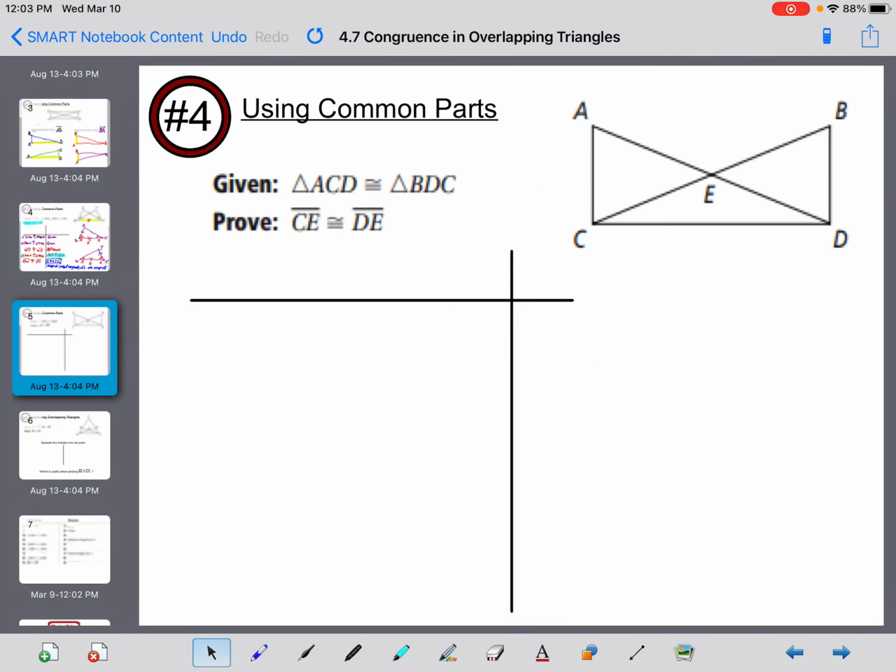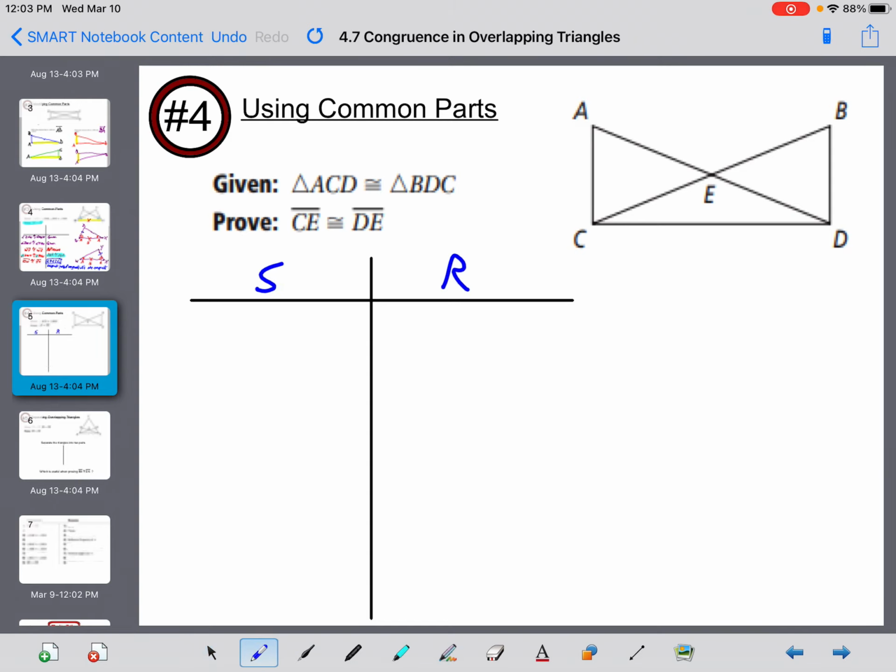All right, I'm going to slide this over. We have our statements. We have our reasons. All right, the given this time is that triangle ACD is congruent to triangle BDC. And what we're trying to prove is that CE is congruent to DE.